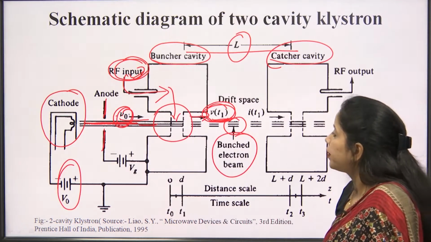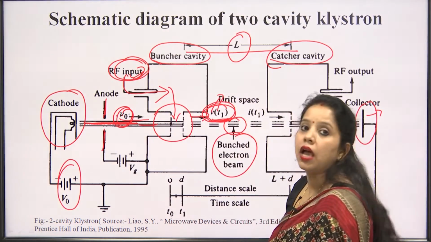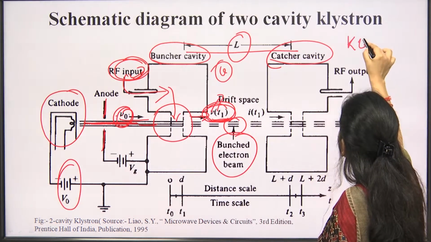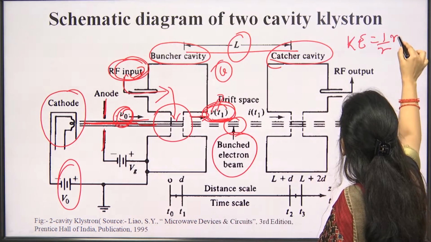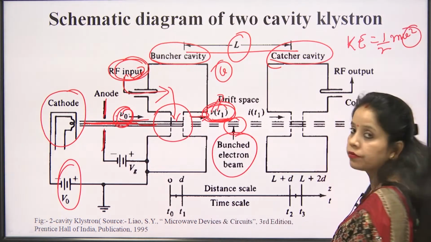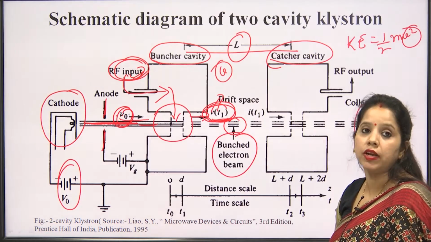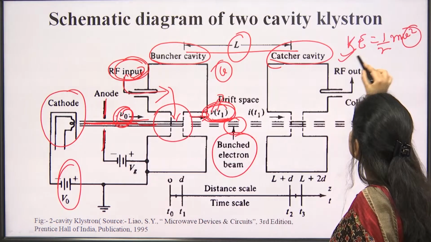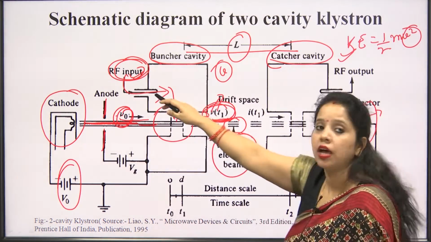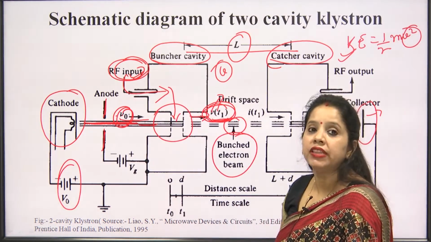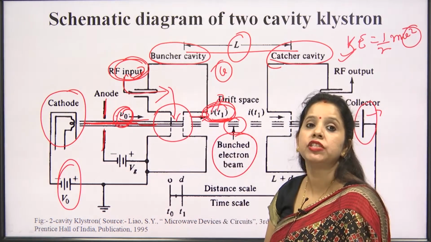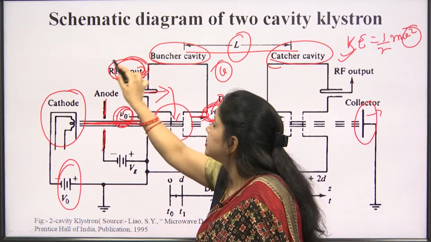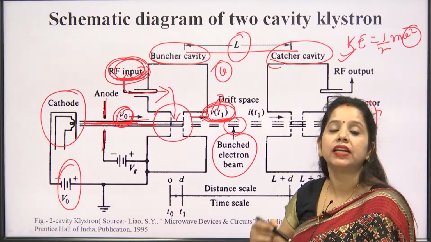Now, this modulated velocity v is associated with kinetic energy, which is half m v square, that is, modulated velocity squared. So the kinetic energy of the electron beam increases. This electron beam gives its kinetic energy to the RF input signal. When this energy is transferred into the signal, which is of low intensity, low amplitude, its intensity increases, that means it gets amplified.